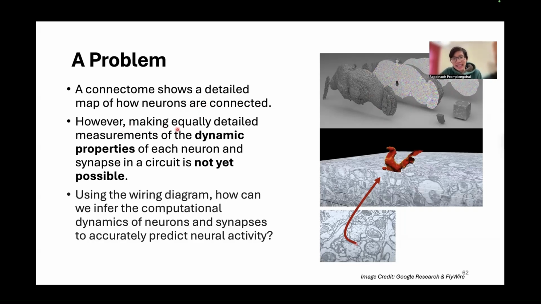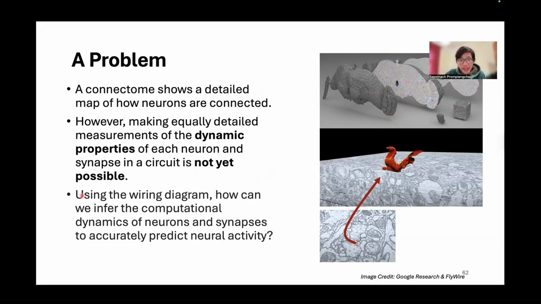However, making equally detailed measurements of the dynamic or functional properties of each neuron and synapse in the circuit is not yet possible. We have 50,000 neurons, and experimentally we have only uncovered about 10% of this optic lobe so far, and that's why this dataset is really impressive. We just don't know much about these neurons. So the point they're trying to make is, although we have a structural map, we do not fully understand the dynamic properties of each neuron and each synapse in a circuit. Maybe one day it will be possible, but in the near future, for sure, we will not be able to do this for the entire brain or even the entire optic lobe.